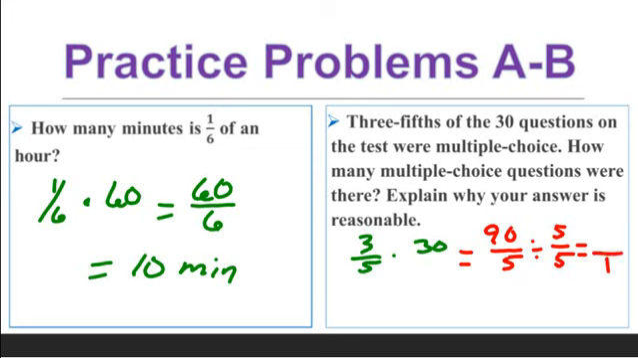5 goes into 9 one time. 9 minus 5 is 4. Bring down 0. 5 goes into 40 8 times. And so we have 18 would be our answer. And why would that be reasonable? Well, 3/5 is more than half the questions. Half of the 30 questions would be 15. So 18 is a little bit more than half. So our answer is reasonable.